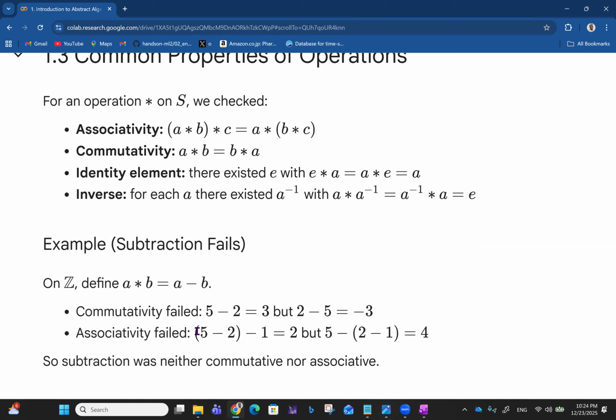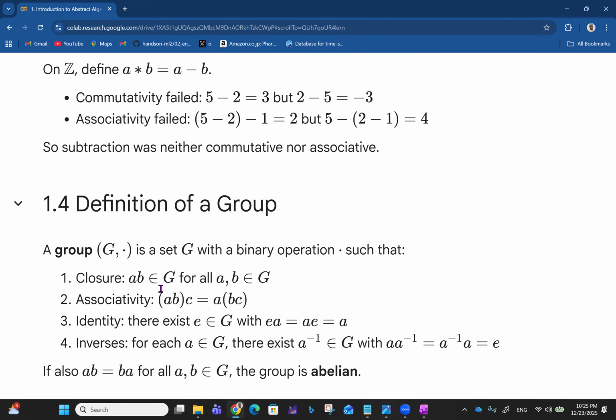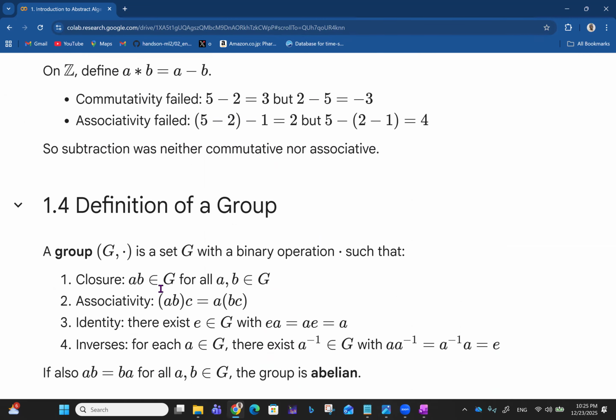Then associativity will also fail for subtraction, because 5 minus 2 minus 1: if you do 5 minus 2, that is 3, 3 minus 1, that is 2. Whereas on the other hand, if you do 2 minus 1 first, that is 1, and 5 minus 1 is 4. So you see, associativity fails and commutativity fails under subtraction. So we can say that subtraction is not commutative and it is not associative on the set of integers. So don't forget, this is still foundation for abstract algebra proper.